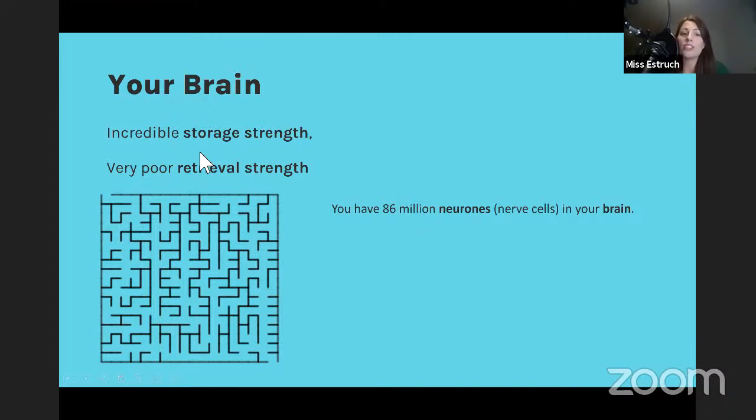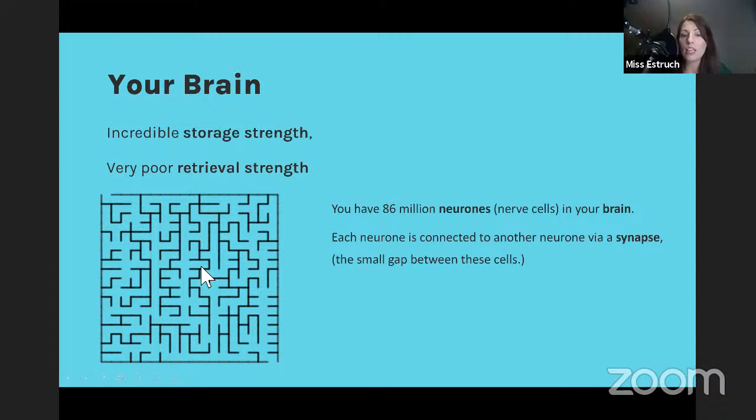However, the downside is you can store lots of information, but the human brain has a terrible retrieval strength. What that means is if you aren't constantly thinking about the information that's been put in your brain somewhere, then you can't retrieve it. Or in other words, you won't be able to remember it. So it's in there somewhere, but you just don't remember it because the connections to be able to locate that information have been lost.